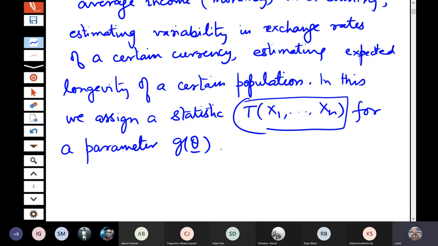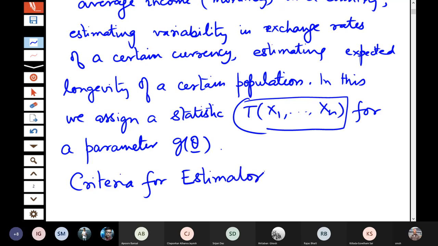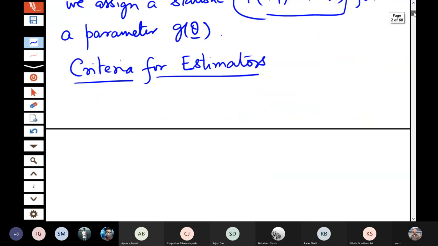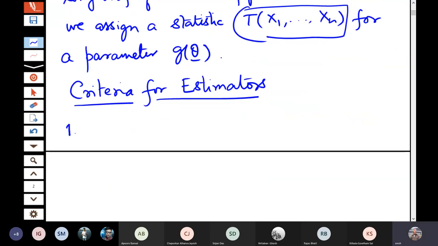So the first thing that we have is called criteria for estimation. The first criterion is called unbiasedness.